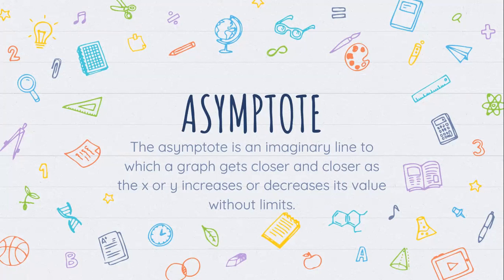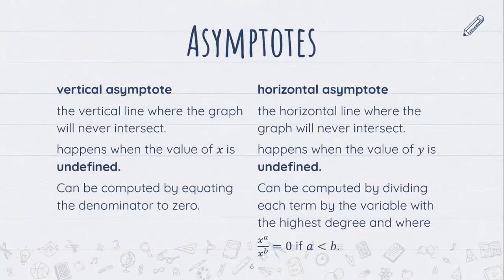Yung point ko is parang padikit lang siya ng padikitan, pero at the end of the day, kapag nilagay na natin yung value na magpapa-answer doon, undefined ang answer. May mga ganong cases talaga, class. Okay, anyway, kaya nga siya asymptote kasi yung value for that specific x or y or variable is undefined.